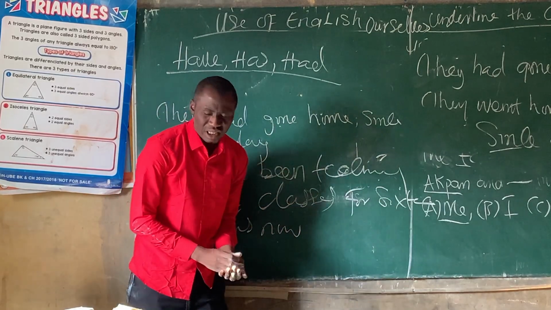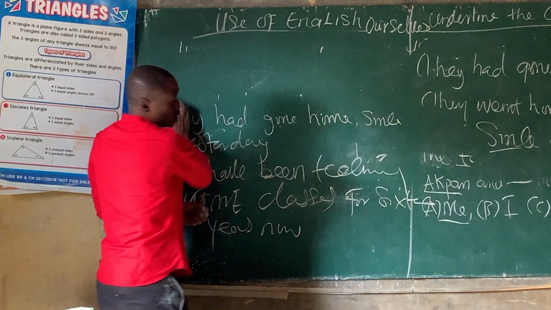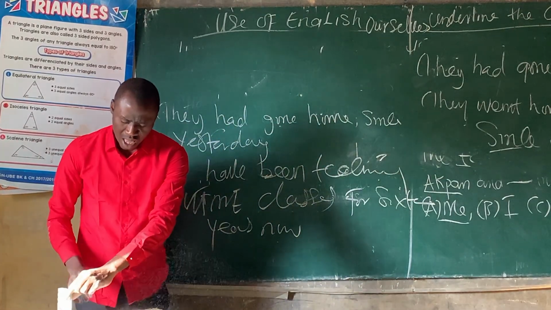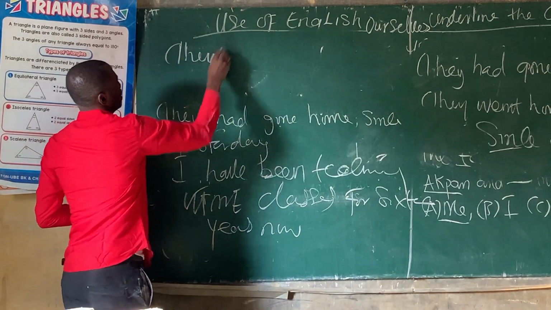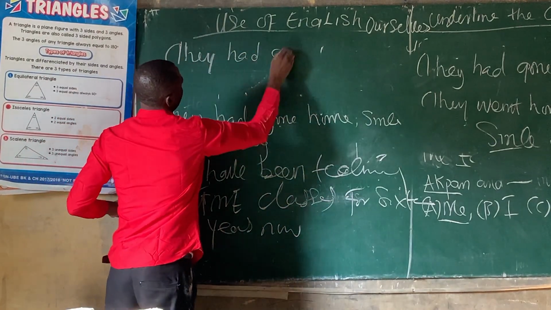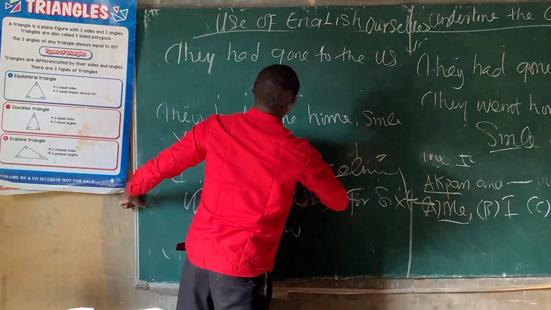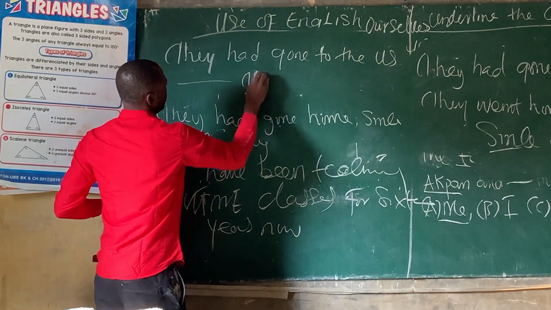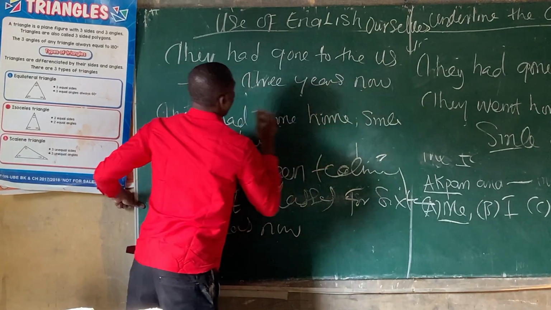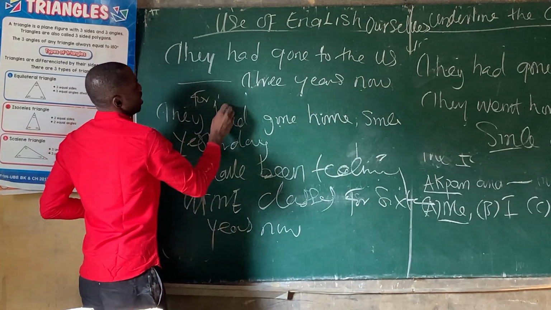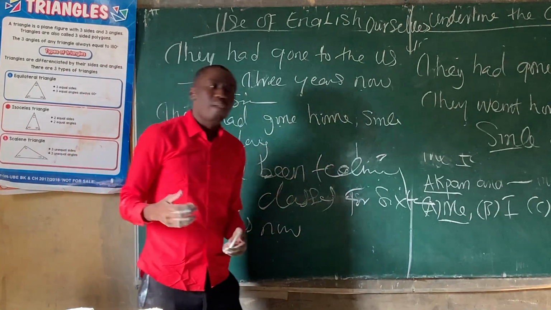Alright? Look at this expression. "They have gone to the US." That one is a JAMB question, a typical JAMB question. Let me paraphrase what they asked. It says: "They have gone to the US, dash 3 years now." And the options are "for" and "since". What's the answer?